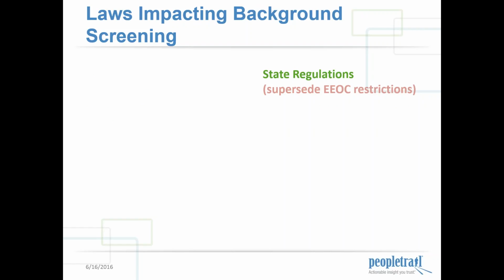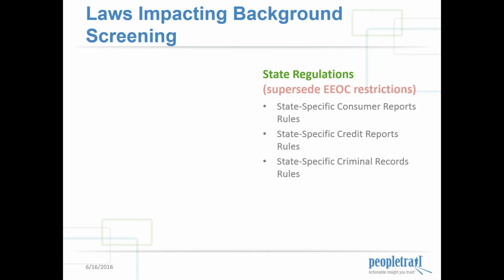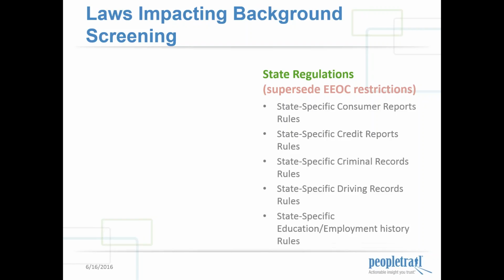And there's state-specific consumer reporting rules. There's state-specific credit reporting rules, and you know, not in all 50 states, but there are certain states that have written their own state FCRA basically. There's state-specific consumer reporting or criminal reporting rules. There's state-specific driving record rules. And then finally, there's also education and employment history rules that are specific to states.